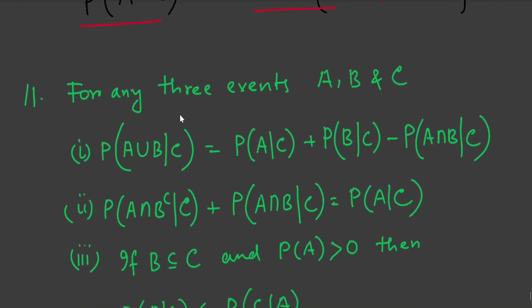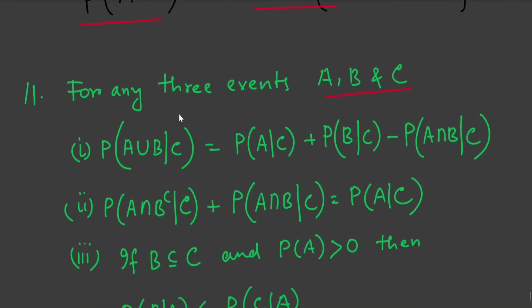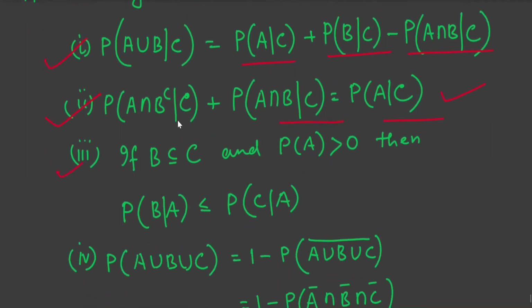Now the next one is, for any three events A, B and C, probability of A union B given C is equal to probability of A given C plus probability of B given C minus probability of A intersection B given C. Number 2 is probability of A intersection B complement given C plus probability of A intersection B given C is equal to probability of A given C. Number 3 is if B is a subset of C and probability of A is greater than 0, then probability of B given A is less than or equal to probability of C given A.